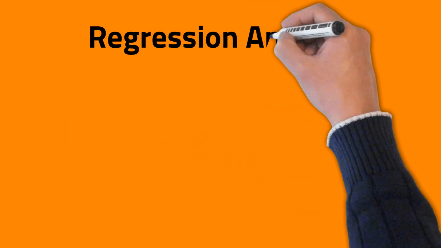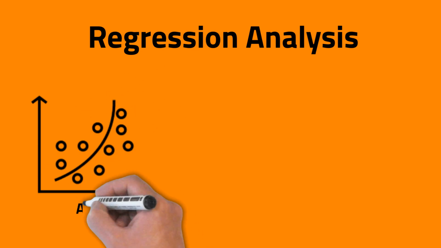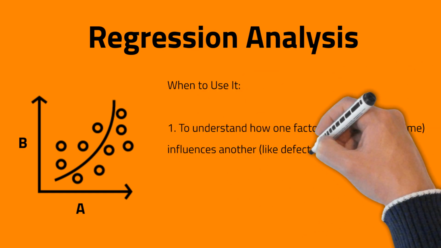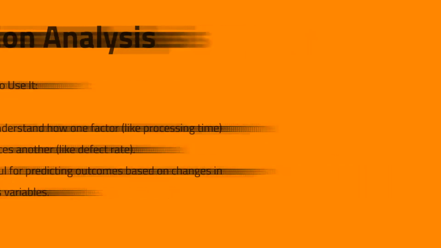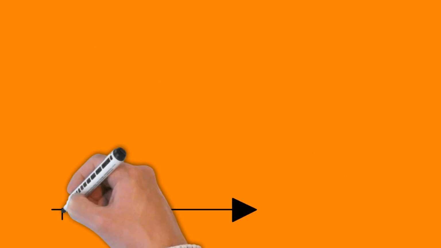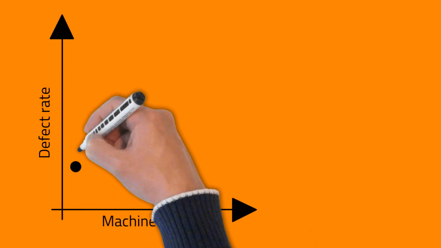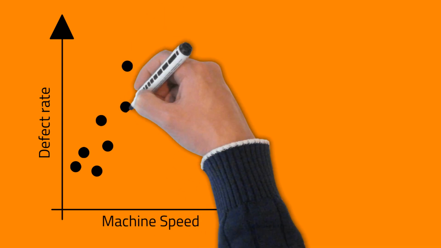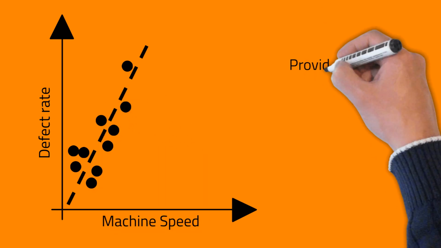Regression analysis is a tool used to understand the relationship between different variables in a process. It helps you quantify how changes in one variable affect another, allowing you to predict outcomes based on input adjustments. For instance, in a manufacturing setting, you might use regression analysis to see how changes in machine speed affect the defect rate. The results are often displayed as a scatter plot, where each point represents a data pair, and the trend line shows the strength and direction of the relationship between the variables.